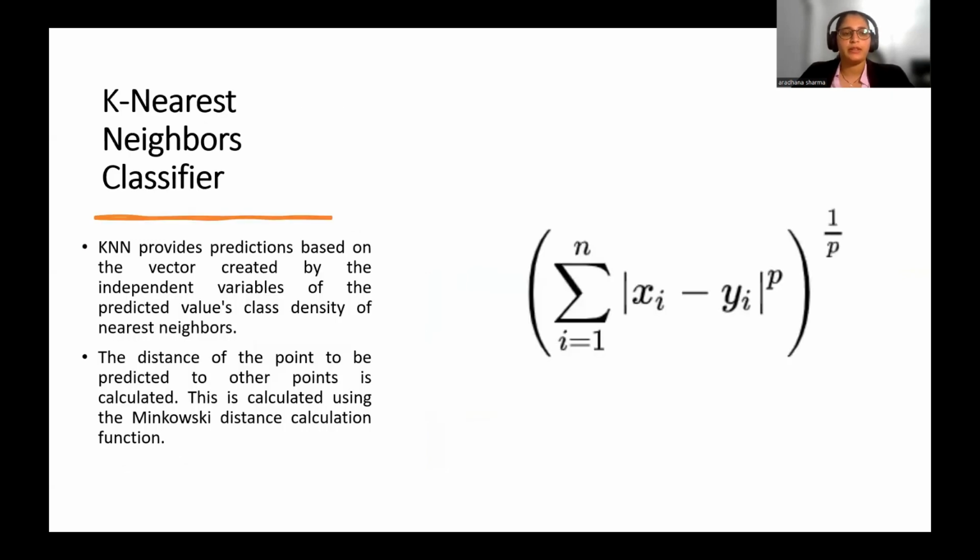The next classifier is K-nearest neighbor, KNN. KNN provides predictions based on the vector created by the independent variables of the predicted values, the class density of nearest neighbors. The distance of the point to be predicted to other points is calculated. This is calculated using the Minkowski distance calculation function.